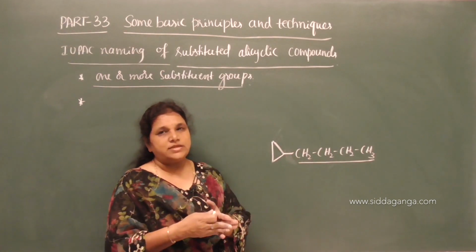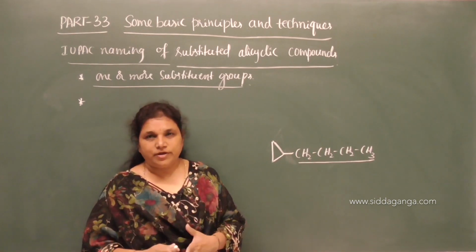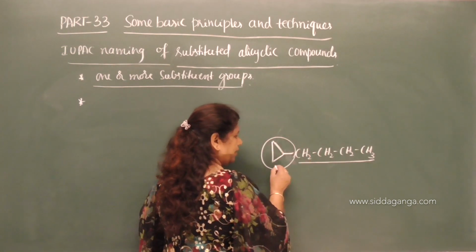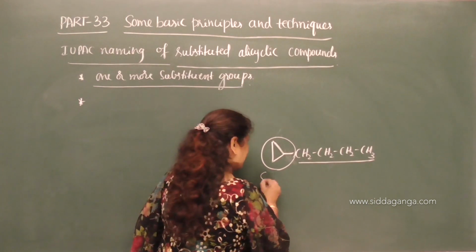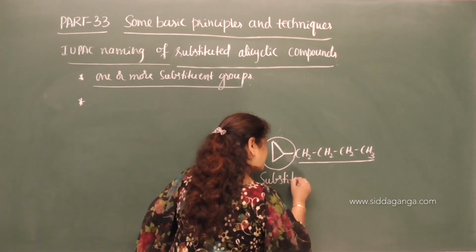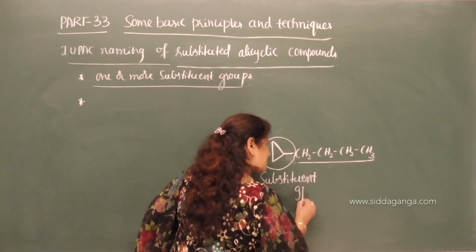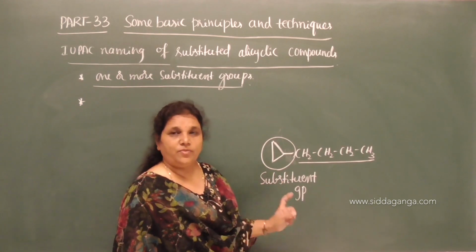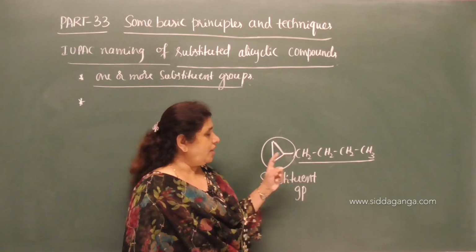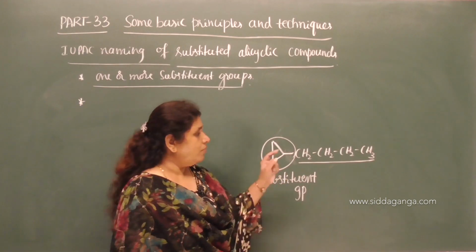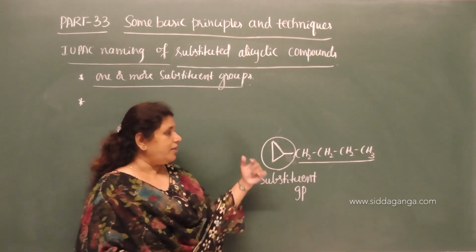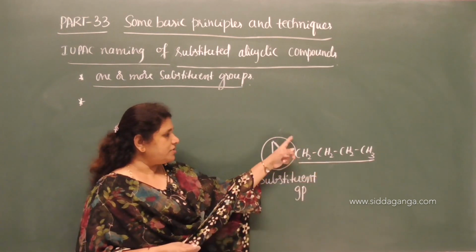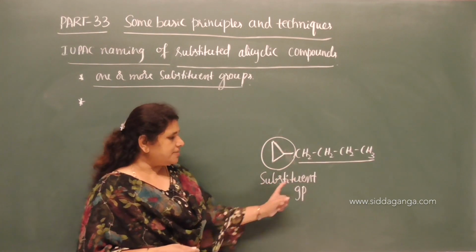Means we have to consider the side chain as the root word, and this alicyclic ring is treated as a substituent. We need to treat it as a substituent group. We have to treat the alicyclic ring as a substituent group when the side chain has an equal number of carbon atoms or more carbon atoms than the ring.